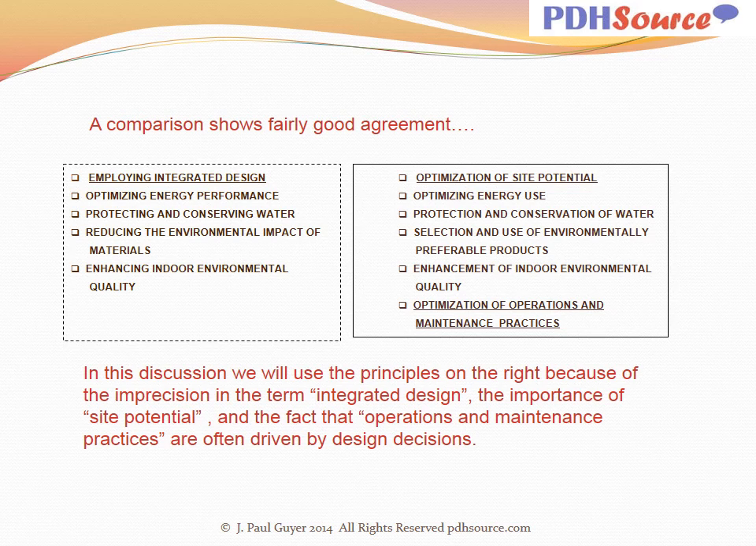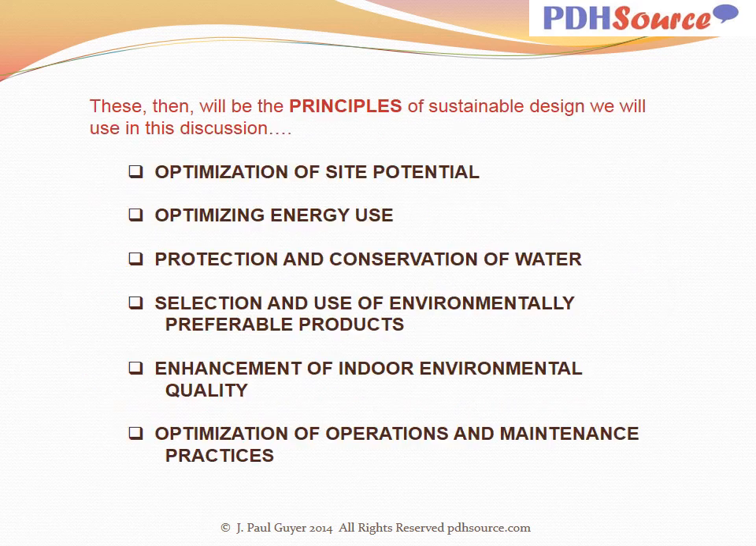So the principles of sustainable design of buildings, and remember I'm talking just about buildings, has 6 principles or goals: optimization of site potential, optimizing energy use, protection and conservation of water, selection and use of environmentally preferable products, enhancement of indoor environmental quality, and optimization of operations and maintenance practices. So these, in my view, are the 6 principles of sustainable design of buildings.